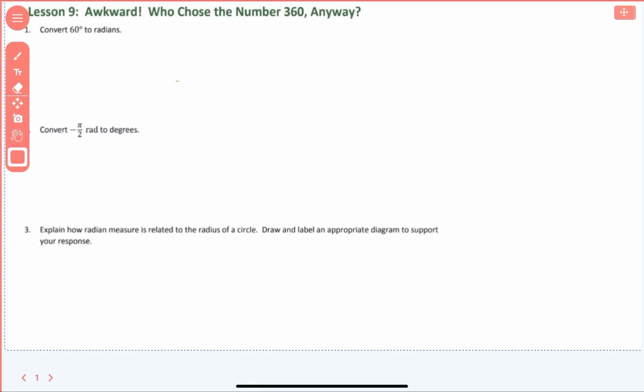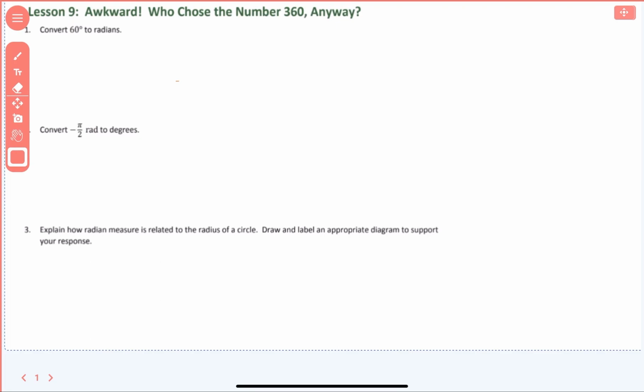This is Algebra 2, Module 2, Lesson 9: Awkward. Who chose the number 360 anyway? This is one reason why I wanted to get y'all's quiz done before this lesson, because now we're introducing the radians to the unit circle.